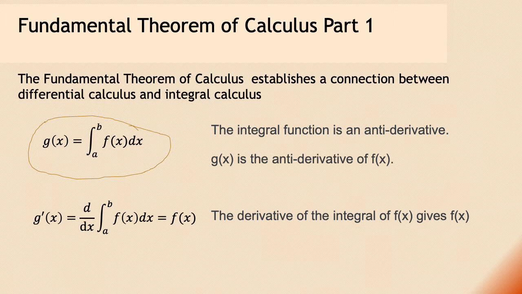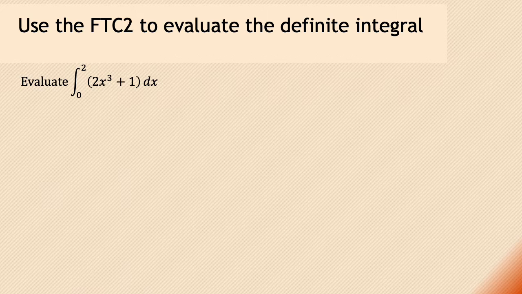Now, part 1 also went on to say when you take the derivative of the integral, you get the integrand back again. So let us evaluate the definite integral. We're going to get a number which represents the area under this curve. It represents the definite integral of this function.